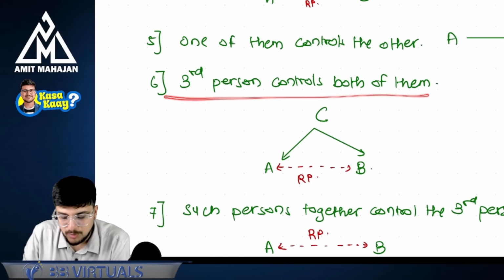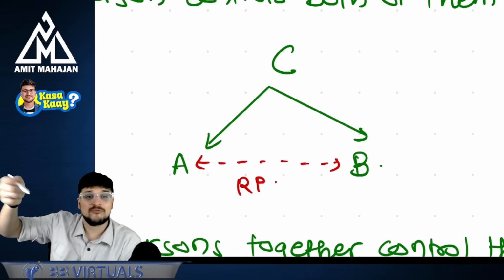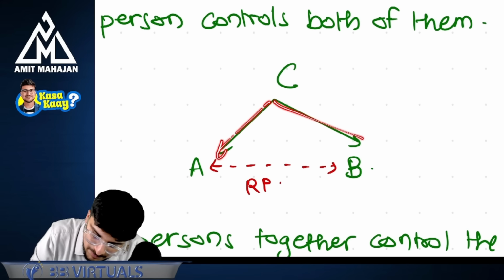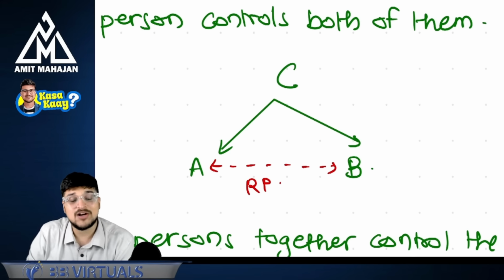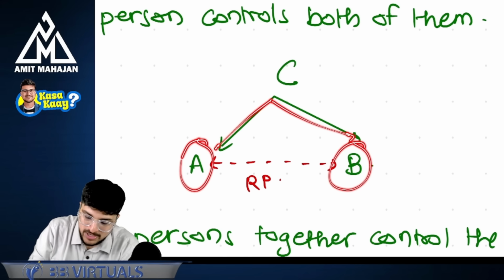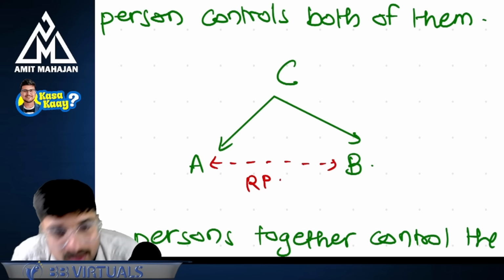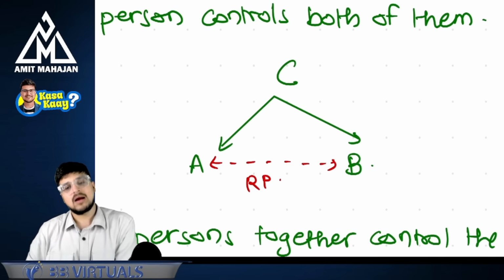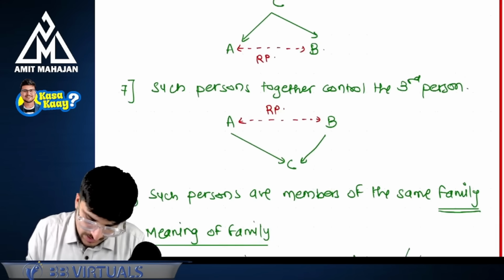A third person controls both of them. So earlier we saw 25%. And now we are saying C is controlling A and C is controlling B. So A and B will be considered as related parties. Understanding? Okay. Such persons together control a third person.